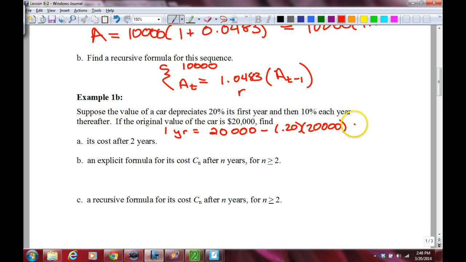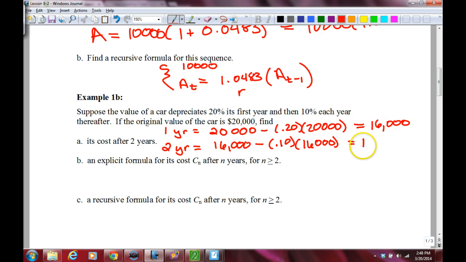Okay? And if you do that, you'll find that at the end of the first year, the car is only worth $16,000. I'm taking the original amount and subtracting the amount it depreciates. Okay? For 2 years, you take 16,000 minus 0.1 times 16,000. So if you put that in your calculator, you'll end up with 14,400.